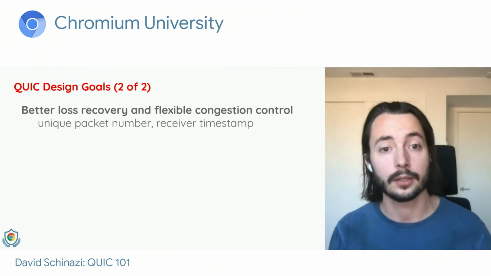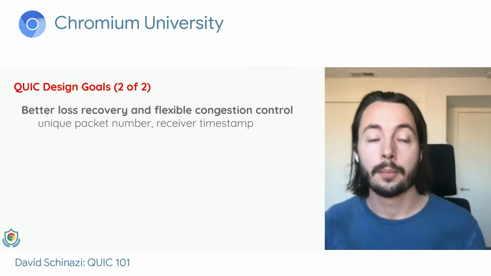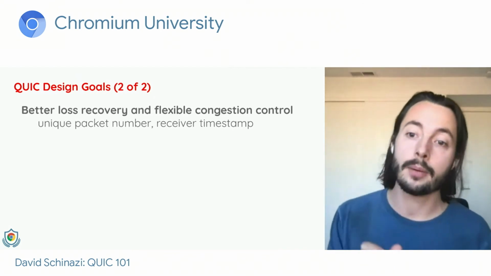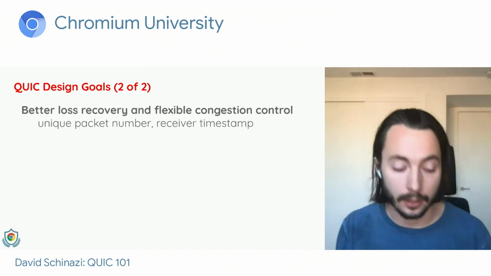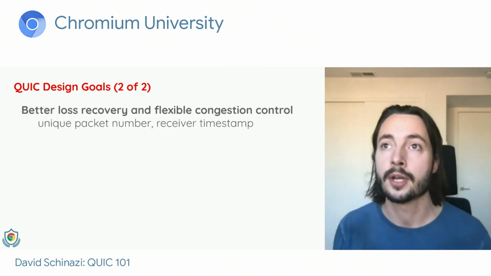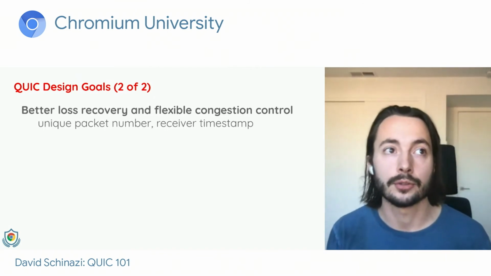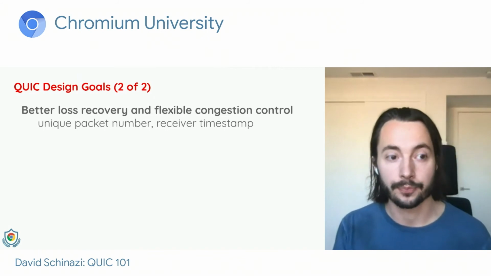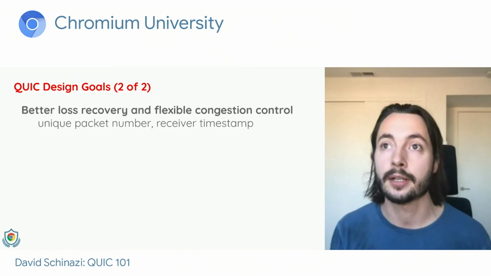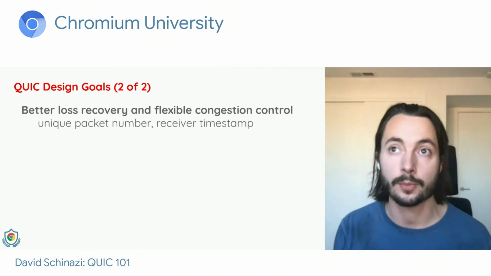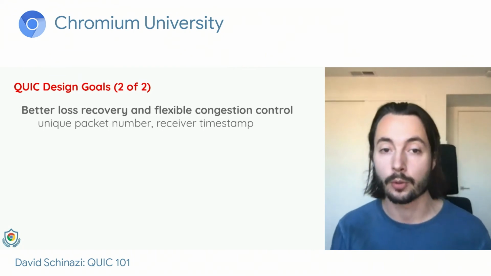And so QUIC solves all these problems by having a packet number that is separate from the stream sequence numbers, and that is always incremented. So if I retransmit something, it'll be a separate packet with its new packet number, and it'll have its own acknowledgement. So I will know exactly which one it was.